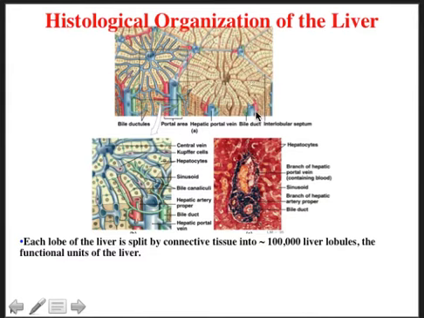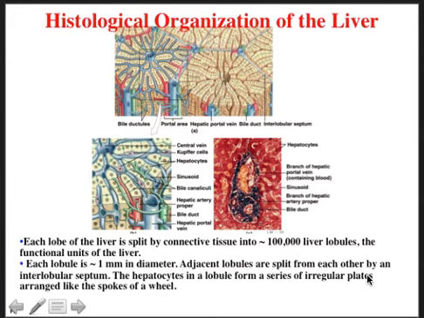You'll also see an arrangement of vessels at each corner of this hexagon, which is called a hepatic triad, and it's made up of a bile ductule, a vein, and an artery, and then there's also a central vein in the middle of this. Okay, so think about that as we talk about the function of these lobules. Each of these lobules is about 1 millimeter wide. Adjacent lobules are split from each other by an interlobular septum.